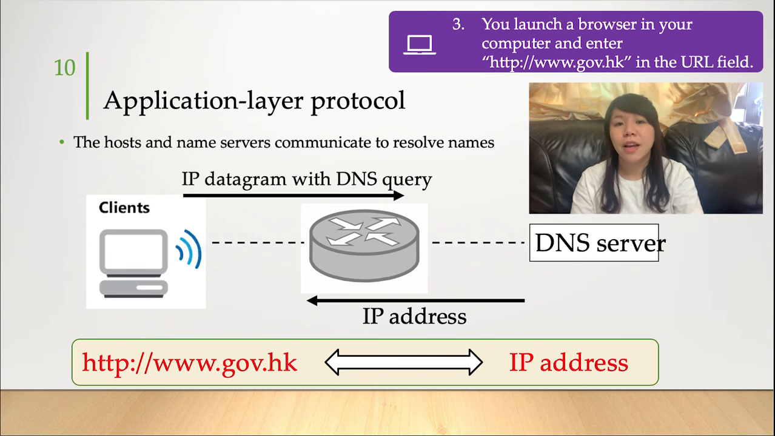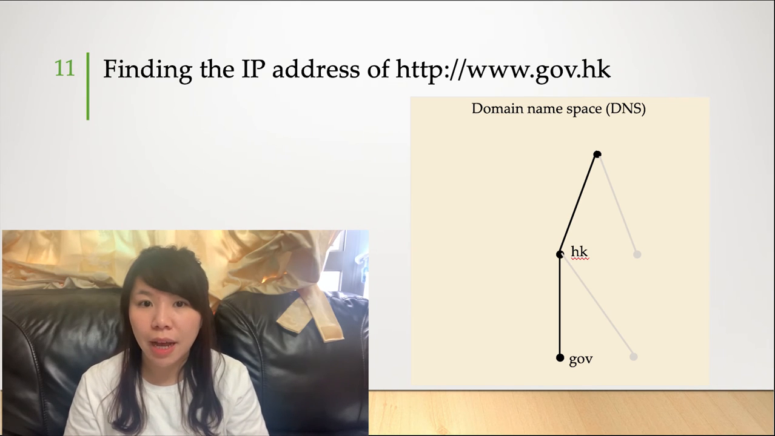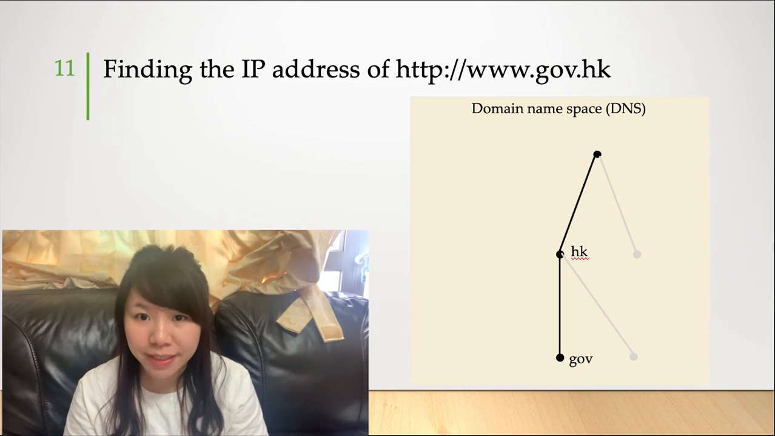Then, in the application layer, we want to enter the link in the URL field. To send the HTTP request, the client needs to know the IP address of the server. Therefore, we need to communicate with the DNS server to translate the link into IP address. Each domain name is a path in the domain name space.